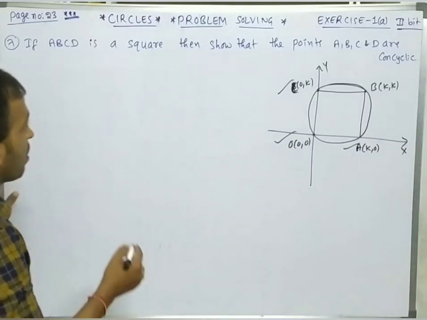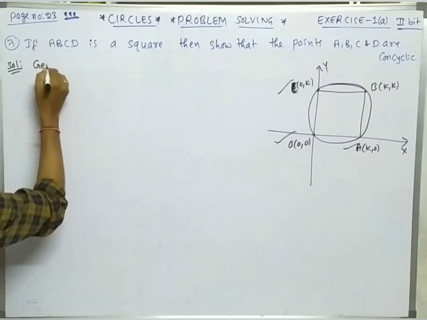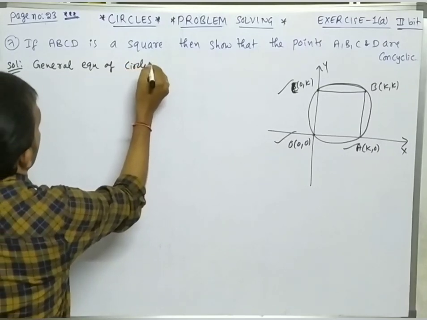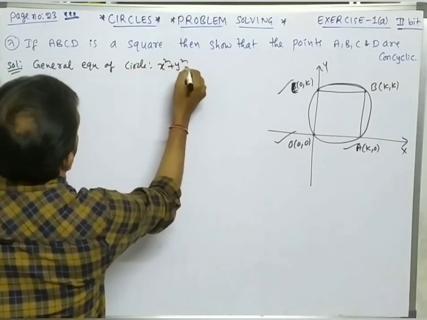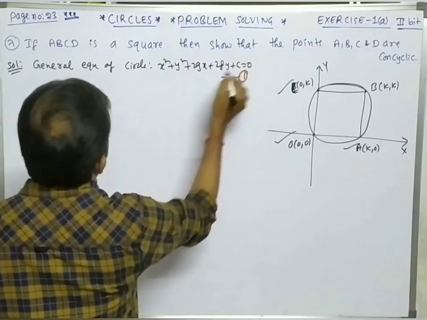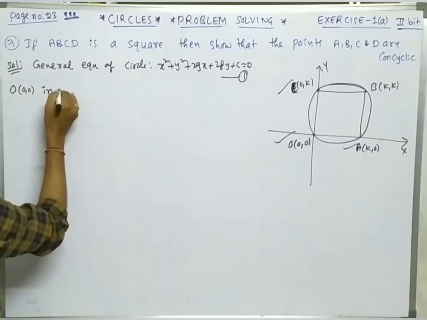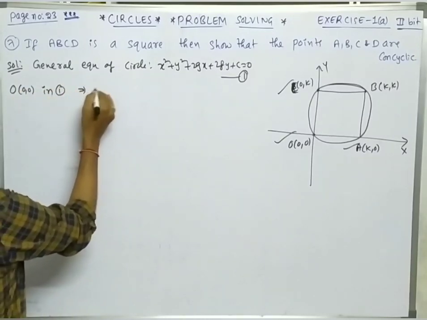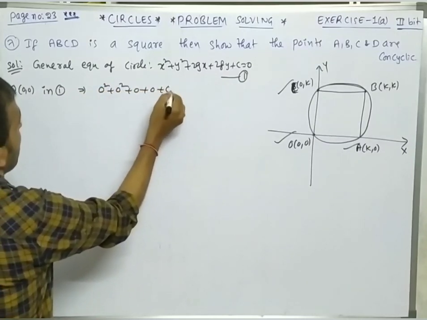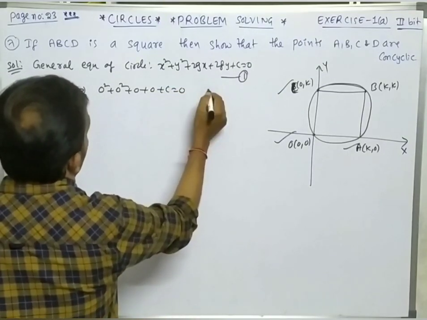Okay. So first of all, general equation of circle. What is the general equation? x square plus y square plus 2gx plus 2fy plus c is equal to 0. So first substitute origin in 1. Okay, so 0 square plus 0 square plus 0 plus 0 plus c is equal to 0. Then c value becomes 0.